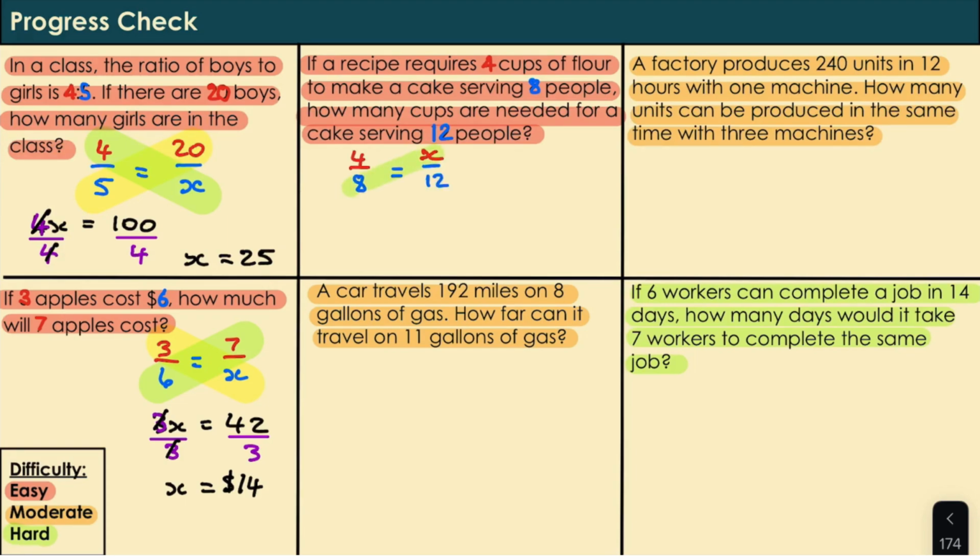Next up, let's set up the ratio. We cross multiply. Coefficient of x is 8. We divide by 8 on both sides. 8's cancel. X comes down. 48 divided by 8 is 6 cups.